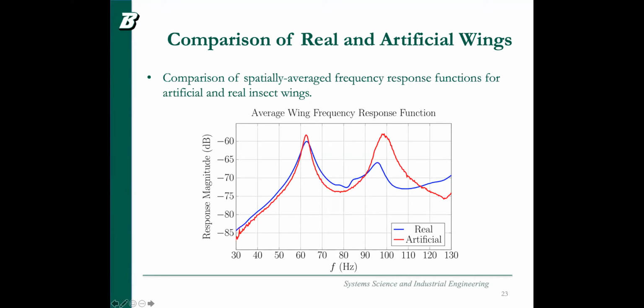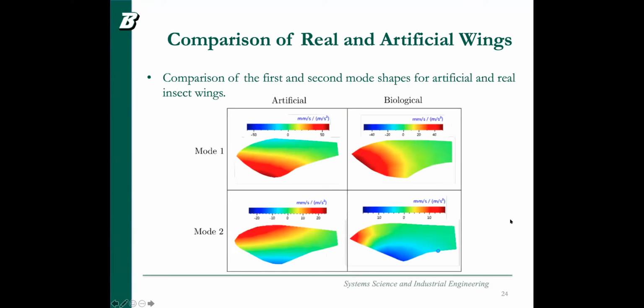So this is a comparison of the average frequency response functions for the artificial and the real wings. And based on that, we also did a mode comparison to see the bending and twisting. So for the artificial ones, the first mode is here. The artificial one is a kind of bending, but a little bit towards the tip here. This is biological. It looks like a pure bending like this. We have a little bit towards this side.